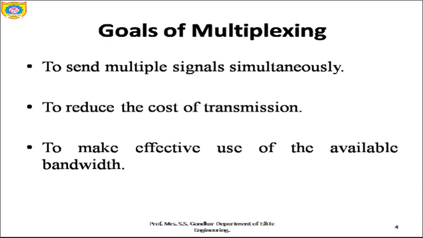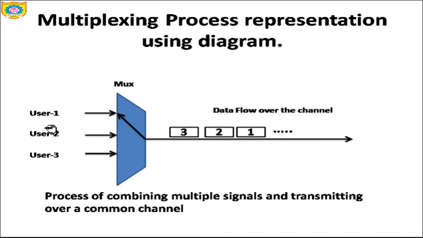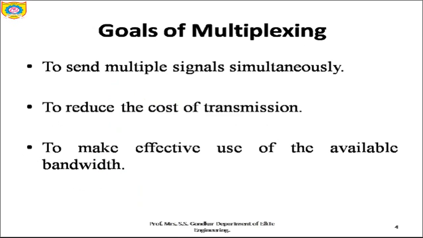Then there are some goals of the multiplexing process. First, to send multiple signals simultaneously, as we saw in this diagram. Second, it reduces the cost of transmission, because only a single channel or link is used for transmission. And third, to make effective use of the available bandwidth. This is the most important advantage of a multiplexer, that it makes effective use of whatever bandwidth is being utilized.